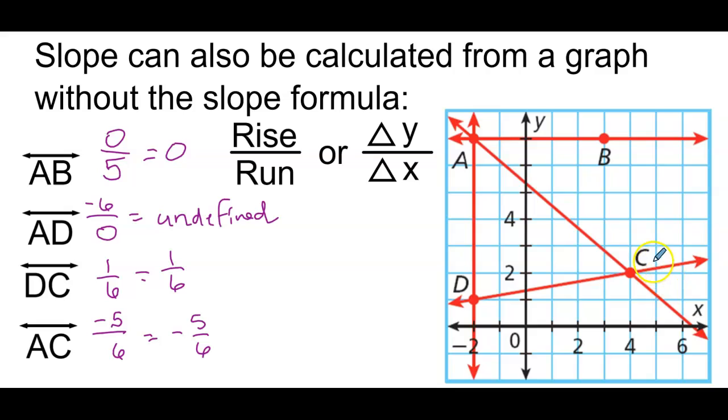If I were to go from C to A, my rise is 1, 2, 3, 4, 5, but it's a positive 5 because I go up. And if I go from C to A, it would be 1, 2, 3, 4, 5, 6, only it's a negative 6 because I'm going to the left. That again is negative 5/6. So it doesn't matter which way I go, as long as I measure my rise and my run in the same direction, like always from C to A, or always from D to C.